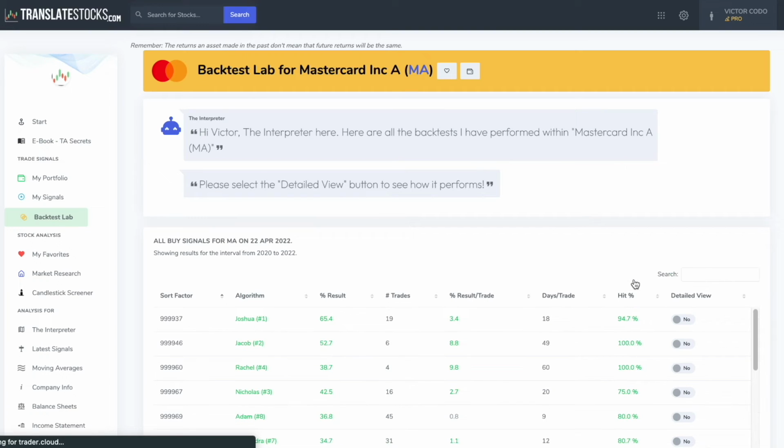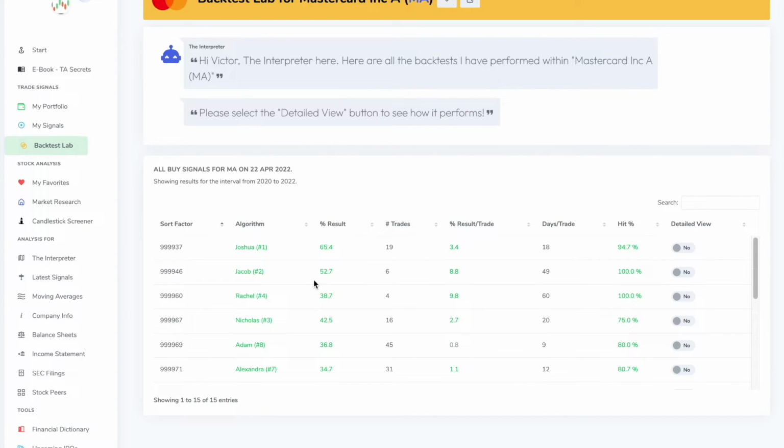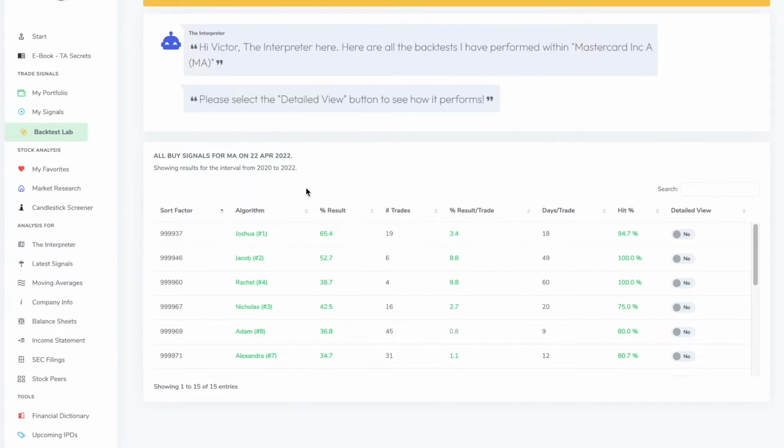So this is a list of all the algorithms that gave us a buy signal for MasterCard and their 2-year history trading this specific stock. And look how great. The first one on our list is Joshua. So during this 2-year time frame, Joshua gave us 19 buy signals for MasterCard, and here's our results. A 65.4% gain at an average of 3.4% profit per trade, each trade lasting an average of 18 days.